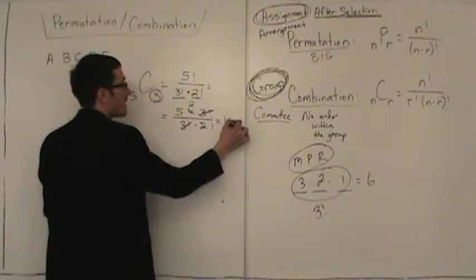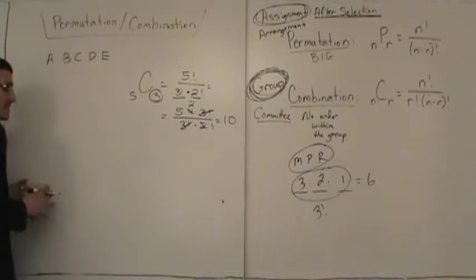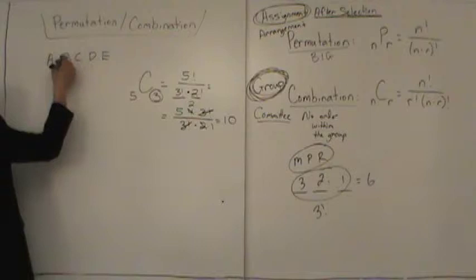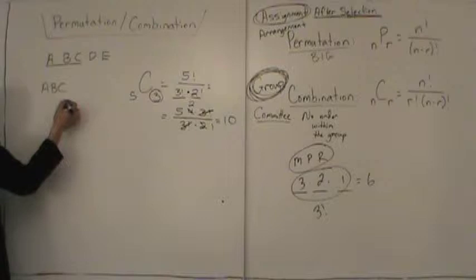Watch this. I'm going to diagram this out. If you really want to understand these things, you have to diagram them to get a visual or spatial understanding of what's going on. So let me diagram this and show you that there are 10 groups of 3 in 5. Can we have group ABC? Absolutely. So ABC is our first group.